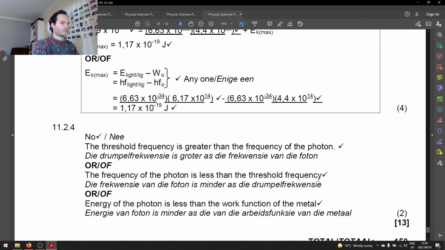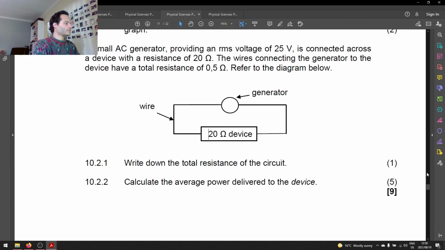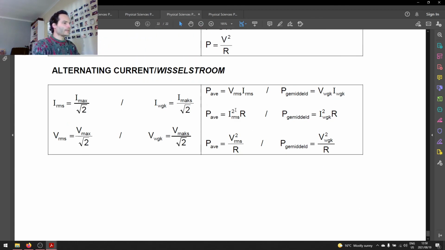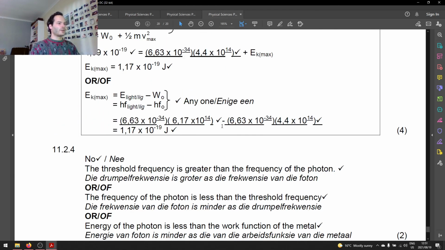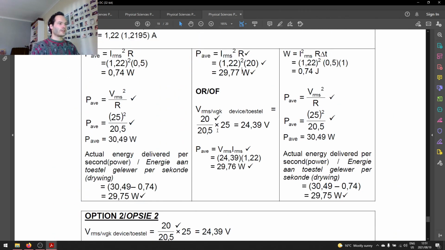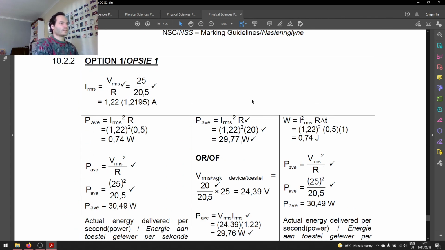If we have a look here at my data sheet, you can see at the bottom, P average equals I RMS squared times R. So we're just using one of the equations that's given with the values that I have. Remember what we do with these questions. If we're unsure, we just make a little list for ourselves of all of the values that I know and the values that I want to calculate.